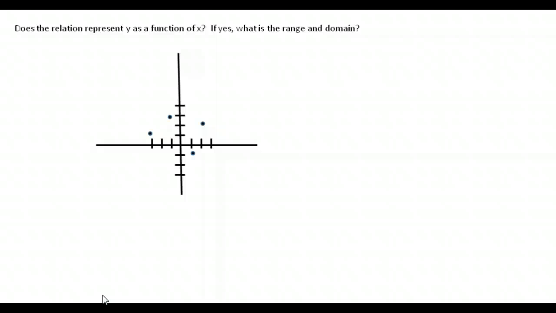Does this relation represent a function? If yes, what's the range and the domain? Is this a function? Well, when you're given a graph, are any of the x's repeated? When I draw a vertical line, do I touch more than one place on the graph ever? I do not. Each of those points has its own x value, okay? So this is a function, finally. Yes, it's a function. So we're supposed to give the domain and the range.